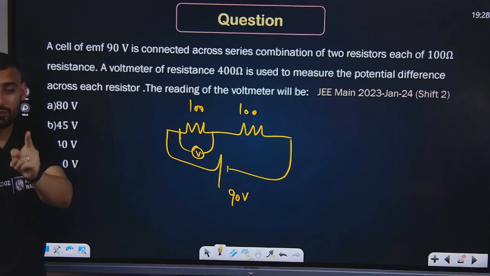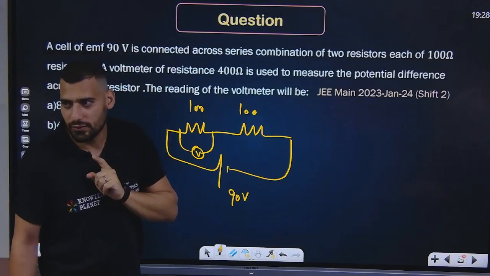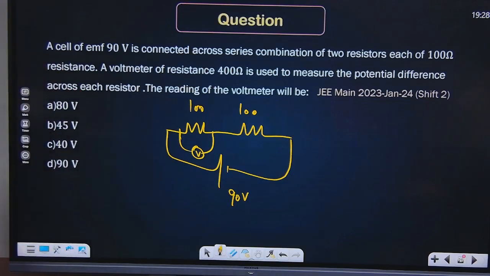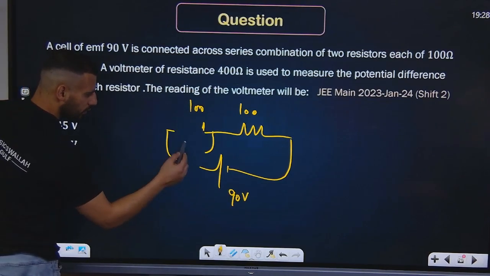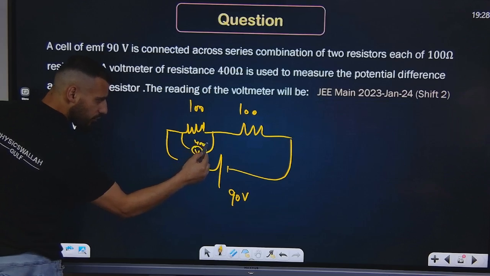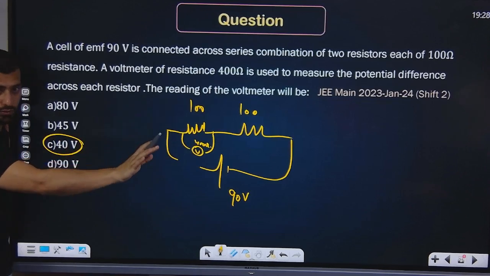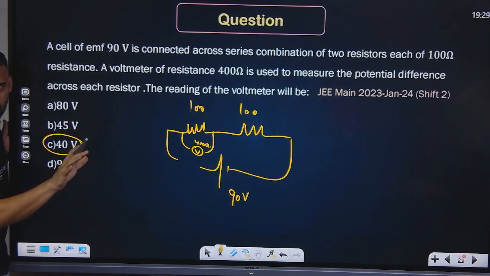So understand, an ideal voltmeter does not exist. Do you know this? But not 400. No. 400. The resistance of this is 400. Is that fine? So, among these answers, what do you think? 40. Exactly. He called it, because it's less than 45. Understand? 45 is actual. That is what an ideal voltmeter should show.